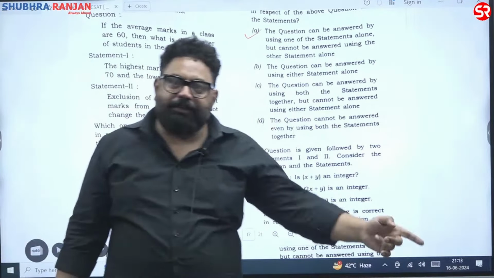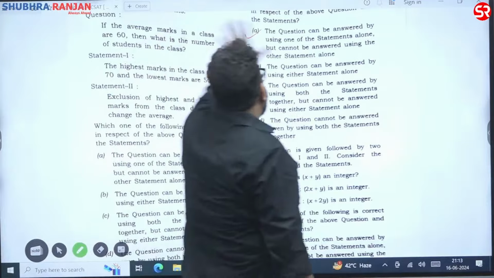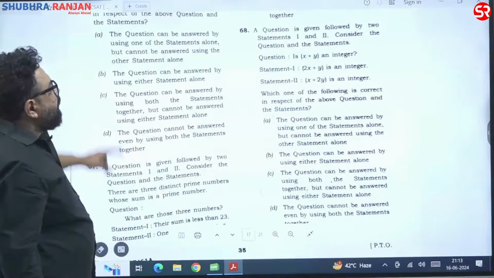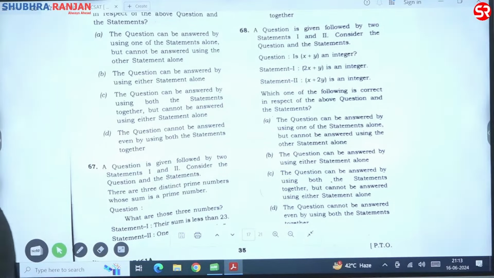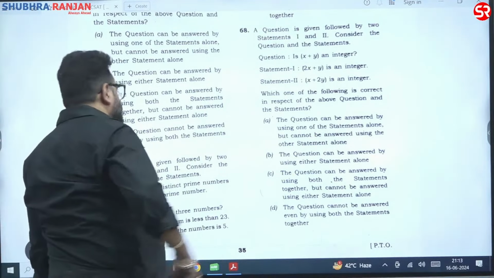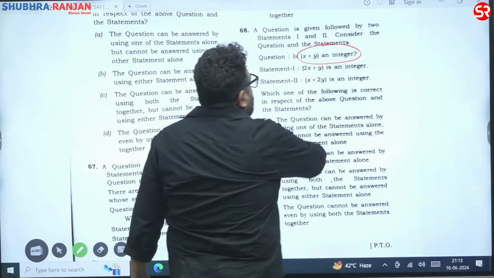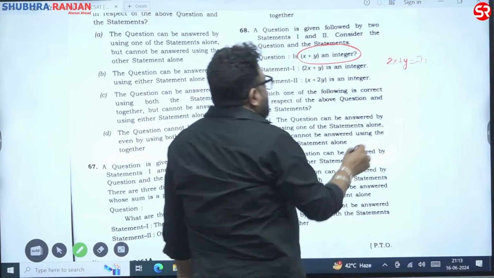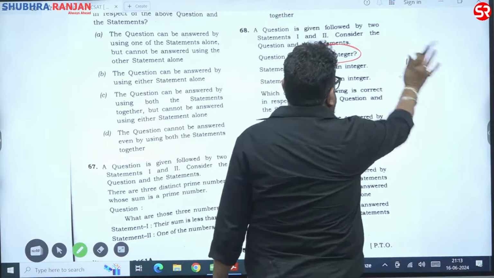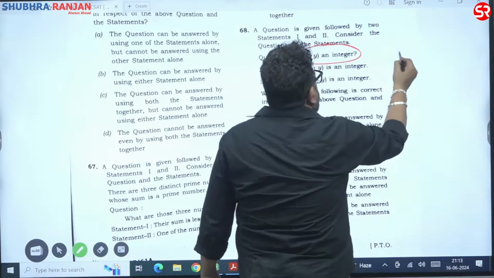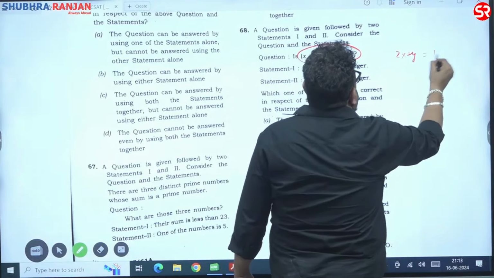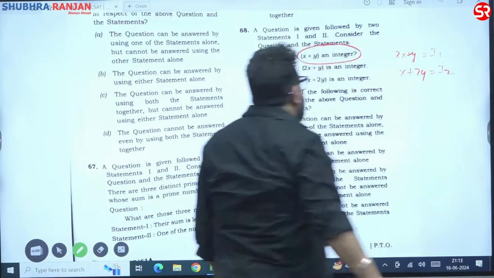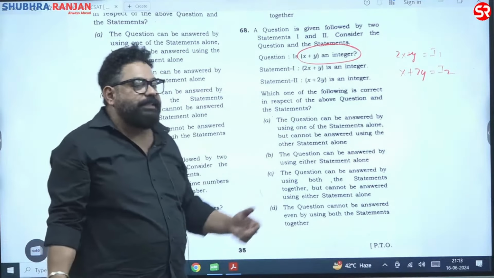Statement 1 is giving you answer, statement 2 is not giving you answer. If you are my students, you know this is a very tricky issue. Then he says, again, this question is: is x plus y an integer? He says 2x plus y is an integer. Yes. And then second: 2x plus y is an integer and x plus 2y is again an integer. Right? ठीक है चलेगा. So question क्या है? He says x plus y is an integer or not.